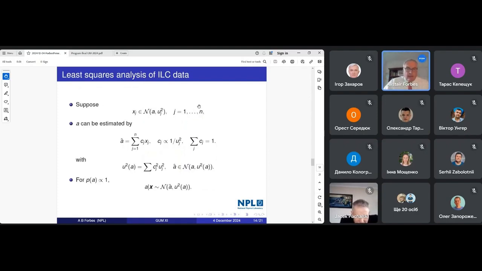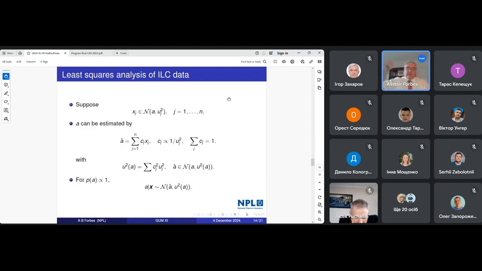My next sort of topic relates to the analysis of interlaboratory comparison data, which normally starts as a nice paper with Morris Cox on analysis of such data using least squares methods or weighted least squares methods. In this case, we've got a single artifact, but we're measuring it using different instruments, each with its own standard deviation, each with its own variance.